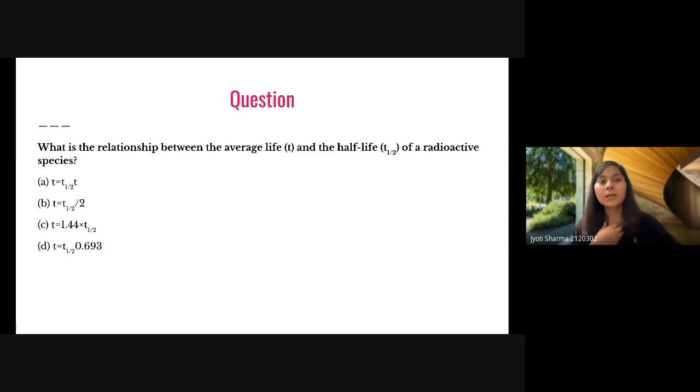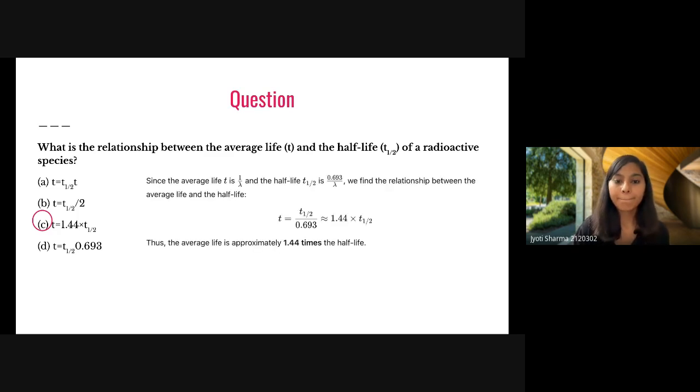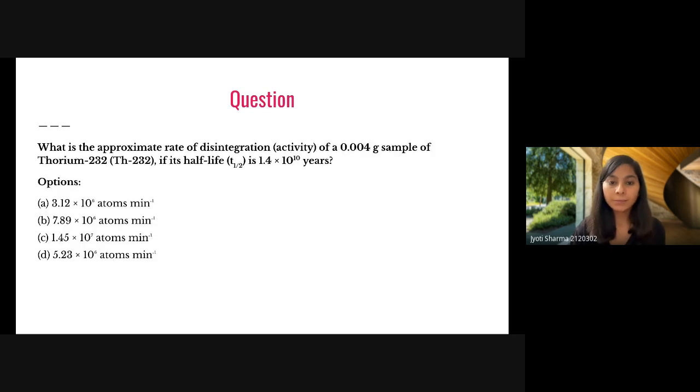But the half life is, let's say you have 100 nuclei, and the time taken for 50% of those nuclei to decay is the half life. There is a relationship between these two: the average life is equal to 1.44 multiplied by the half life. Based on that equation, you can tell.